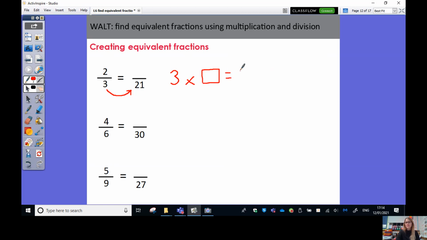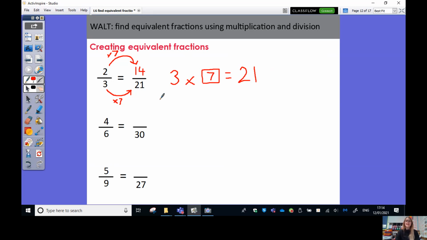3 times something equals 21. Okay, so I know 3 times 7 equals 21. So this has been multiplied by 7. 3 times 7 is 21. So I need to do the same to my numerator. So my calculation this time is going to be 2 times 7 equals this numerator here. And I know 2 times 7 is 14.